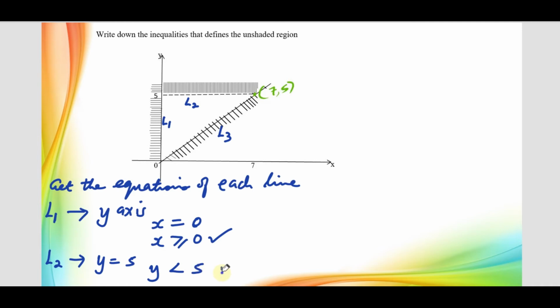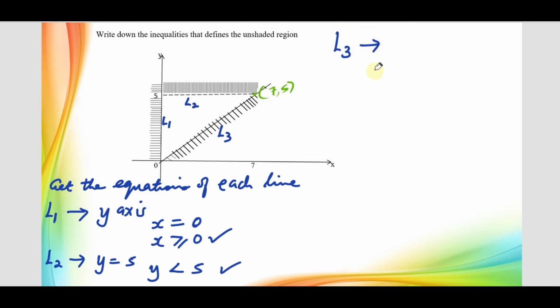In this case, we will not indicate it as less than or equal to, since the line is broken, meaning that the values on top of this line are not included. That is why we just write it as y is less than 5. So there are values 4, 3, 2, and 1. So the values on top of that line 5 are not included. We go to line 3.